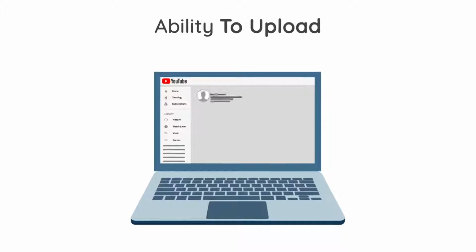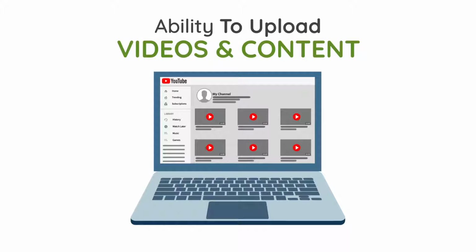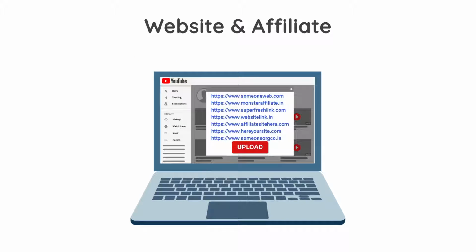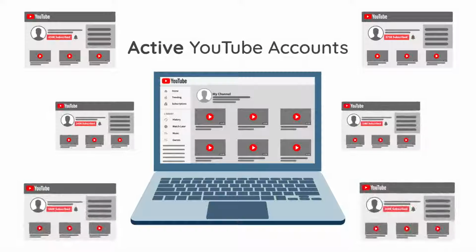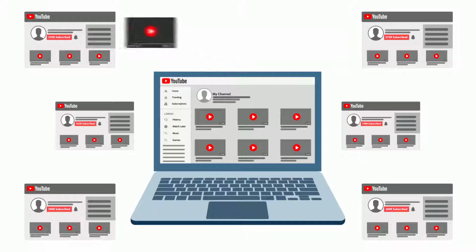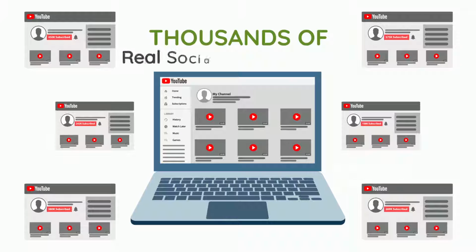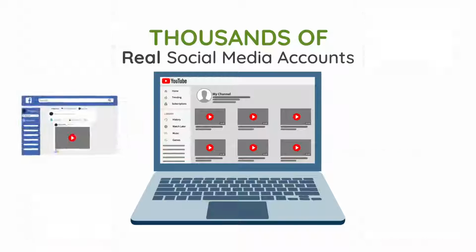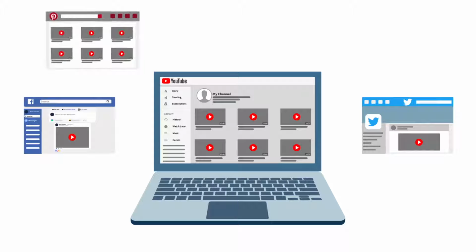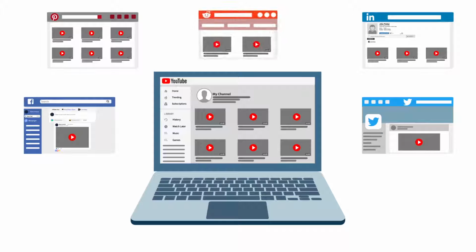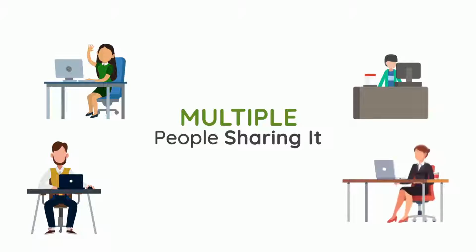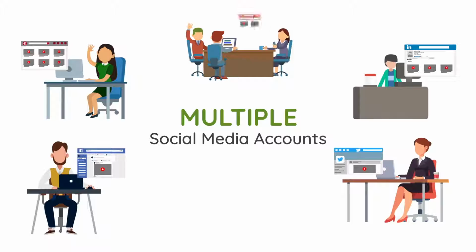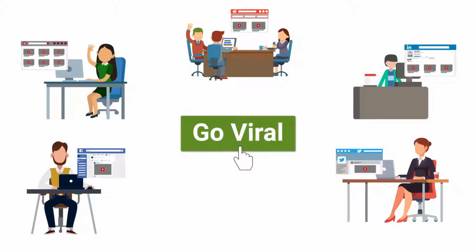Or the ability to upload videos and content with your website, affiliate, or product links onto hundreds of active YouTube accounts, and even sharing your content on thousands of real social media accounts on Facebook, Twitter, Pinterest, LinkedIn, and Reddit. Yes, you can absolutely make your content go viral, having multiple people sharing it on multiple social media accounts with just a click of a button.